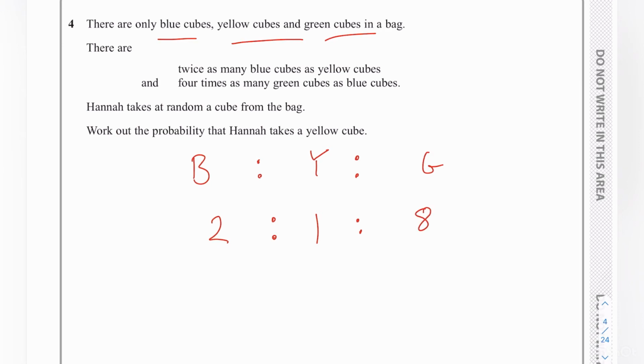She takes a cube at random, find the probability she takes a yellow cube. Well, there's 1 in there out of 11 in total. If you've got any other fractions which are equivalent to 1/11th, you would get full marks. So for example, 2 over 22, and so on. Just depends what number you used here.